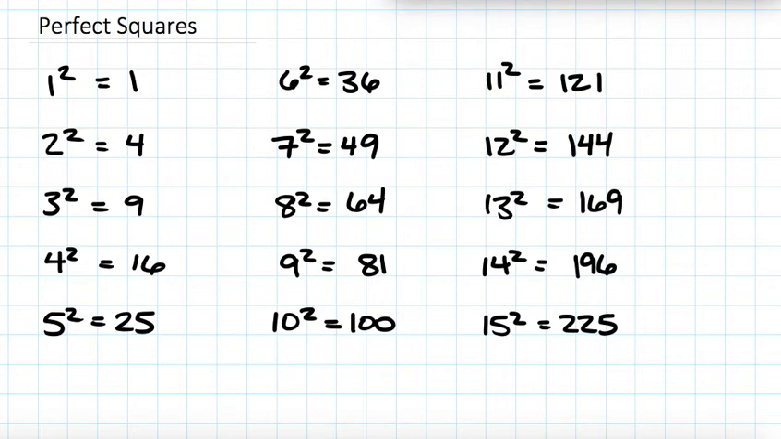So 300 divided by 225 doesn't come out evenly. 300 divided by 196 doesn't come out evenly. 300 divided by 169 doesn't come out evenly. 300 divided by 144 doesn't come out evenly. 300 divided by 121 doesn't come out evenly. 300 divided by 100, that does come out evenly. That's 3. So that tells me that what I'm going to use here is that 300 equals 100 times 3.